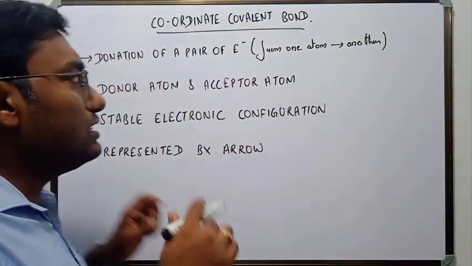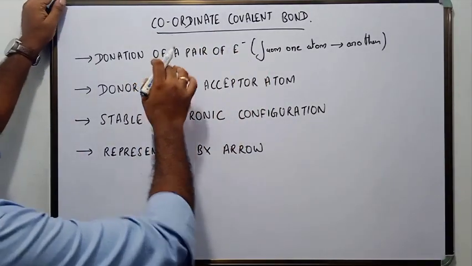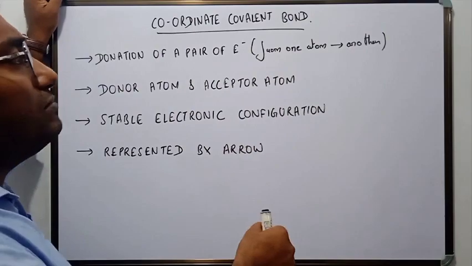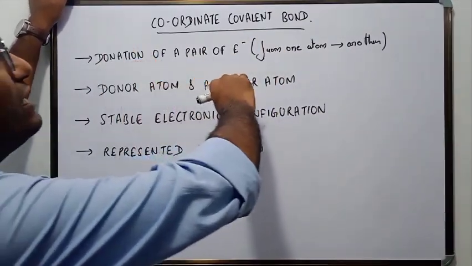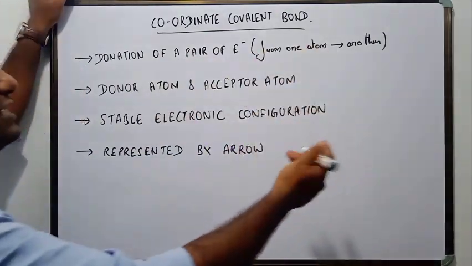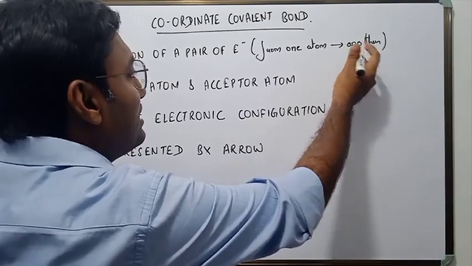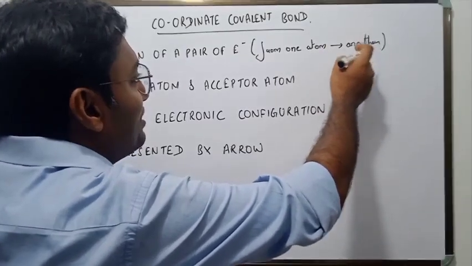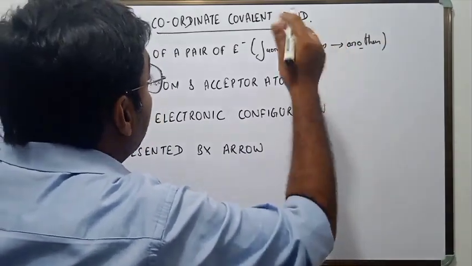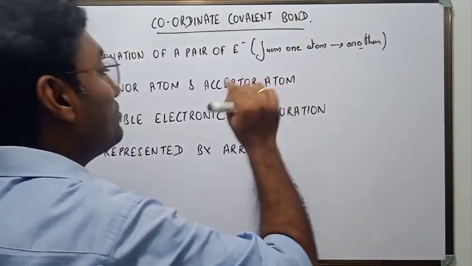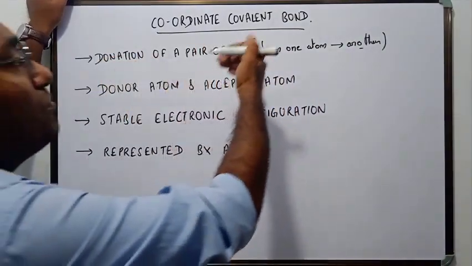So how is it formed? It results from the donation of a pair of electrons from one atom to another. The other atom, which is of concern here, accepts that pair of electrons. So one atom donates, the other one accepts. One atom donates a pair of electrons, not one electron, to another atom. That is how coordinate covalent bonds are formed.